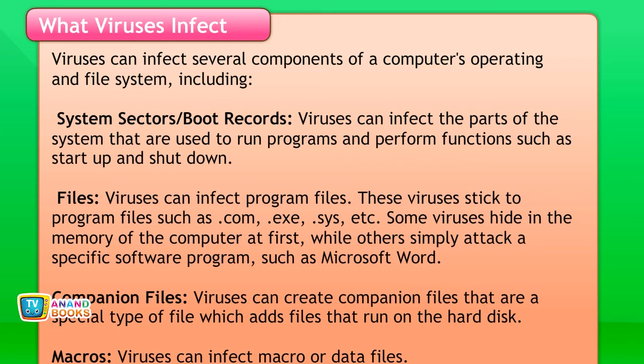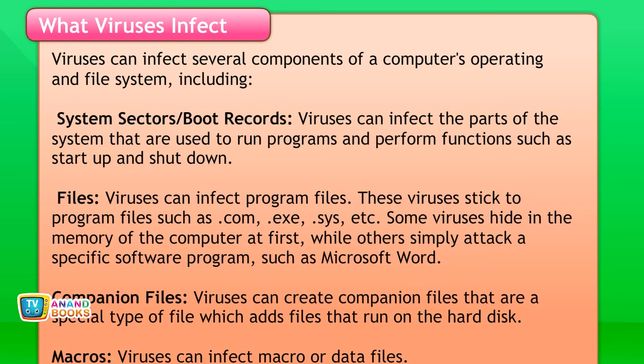Files. Viruses can infect program files. These viruses stick to program files such as .com, .exe, .sys, etc. Some viruses hide in the memory of the computer at first, while others simply attack a specific software program such as Microsoft Word. Companion files. Viruses can create companion files, which are a special type of file that adds files that run on the hard disk.